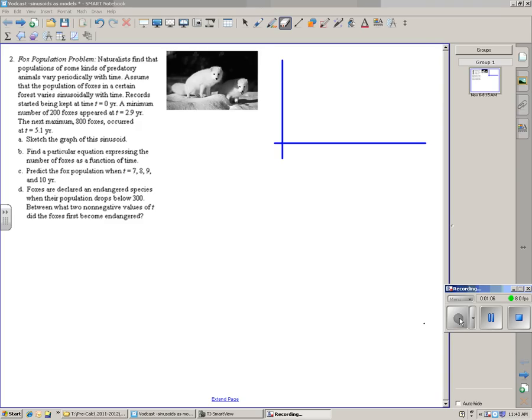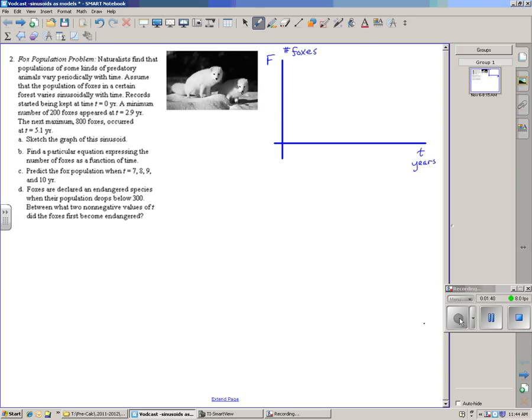So I'm going to put that on these axes here. I already drew the axes. This is time in years. Good thing to write down. And our vertical axis, the dependent variable, is population, number of foxes. So I'm going to call that capital F. Okay. I'm going to start getting some of the information that's given here down on this graph so I have visual cues about what's going on here.